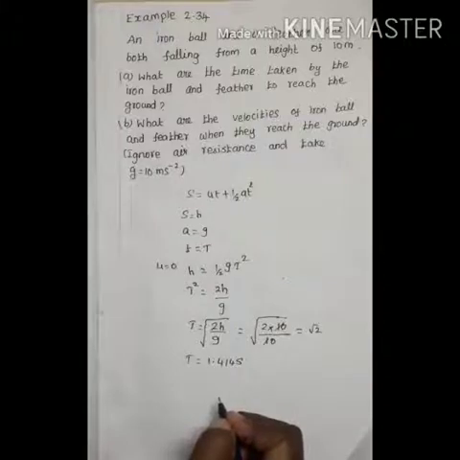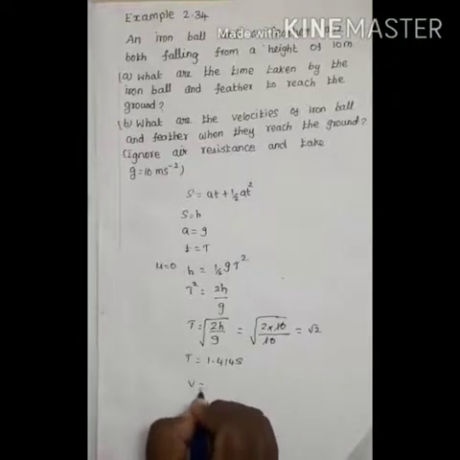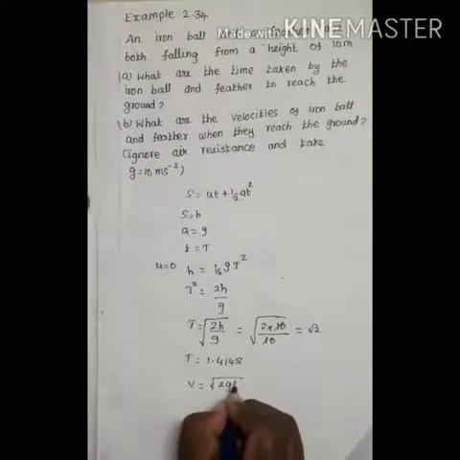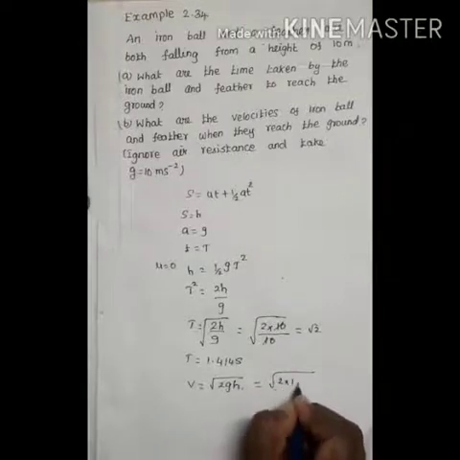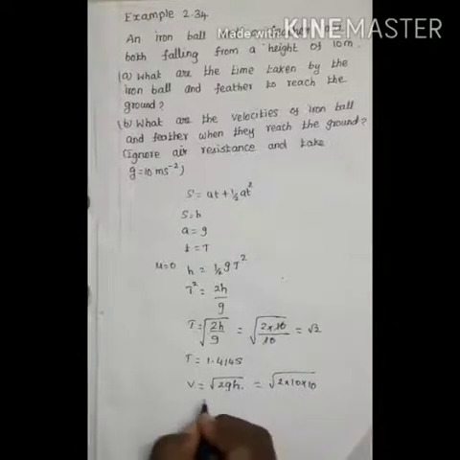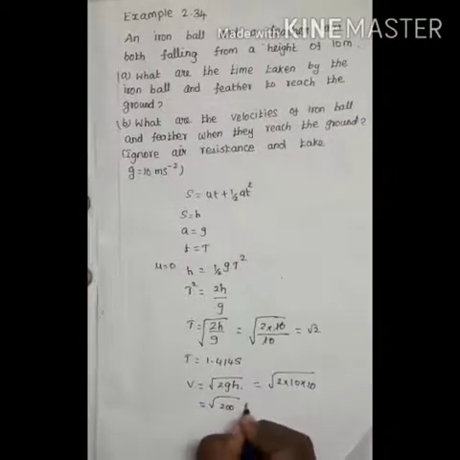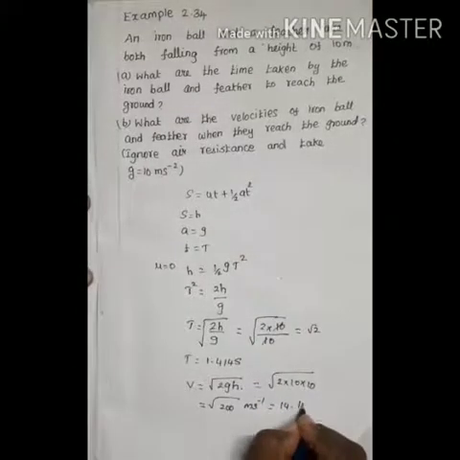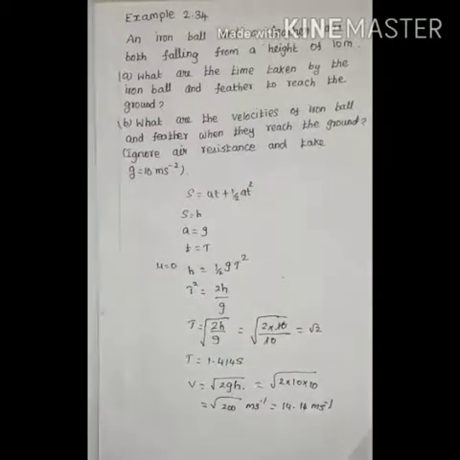Next, find the velocity of the iron ball and feather when they reach the ground. Velocity v is equal to, we already studied this formula, v is equal to root of 2gh. Therefore, root of 2 into 10 into 10, which is the square root of 200 meters per second, which is 14.14 meters per second. This is the velocity value.